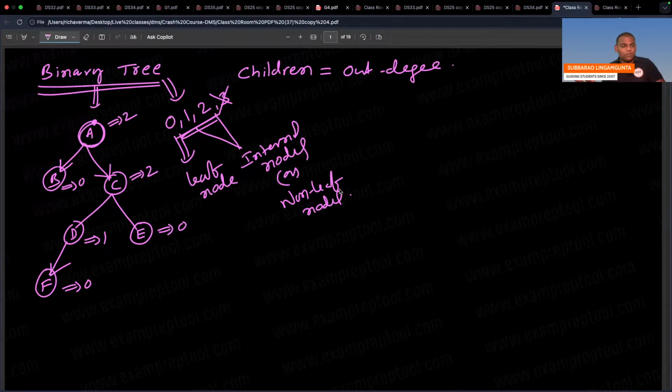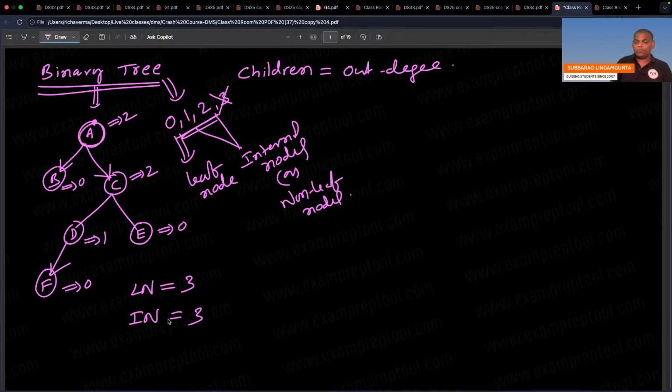Everything is fine. Now I am going to say one important story. In this diagram, if you observe, how many leaf nodes? How many internal nodes? Can you count? The leaf nodes are B, F, and E. I think 3 leaf nodes. Internal nodes: A, C, D. Internal nodes also 3.